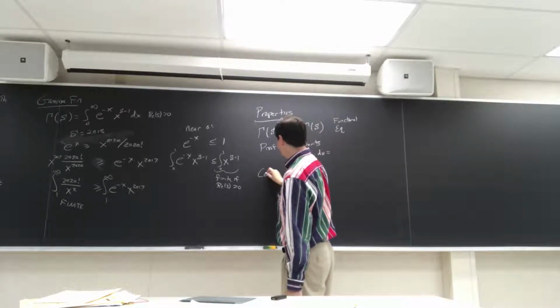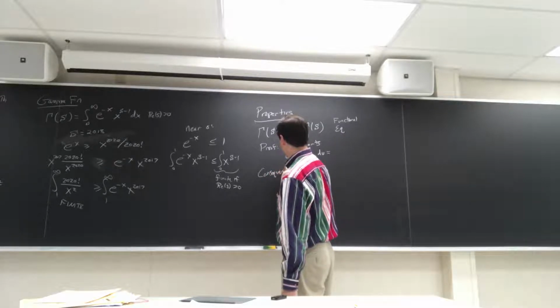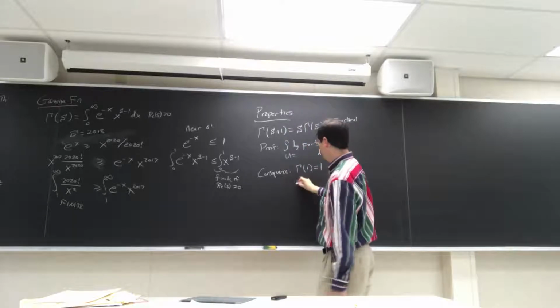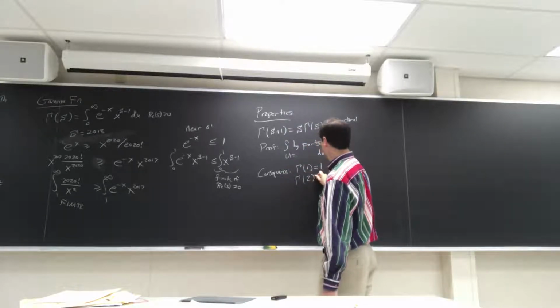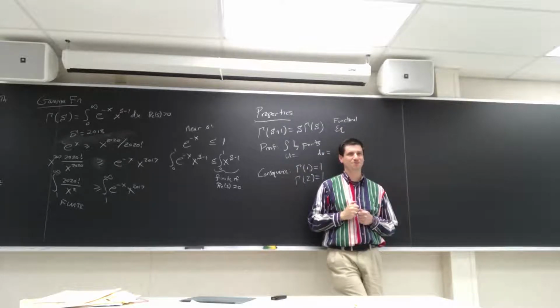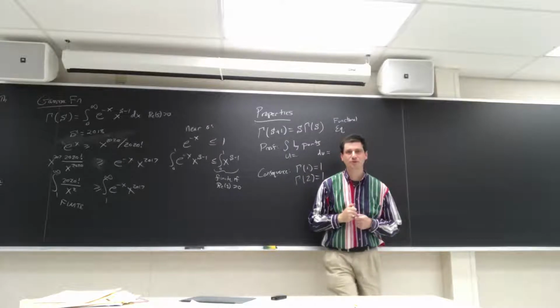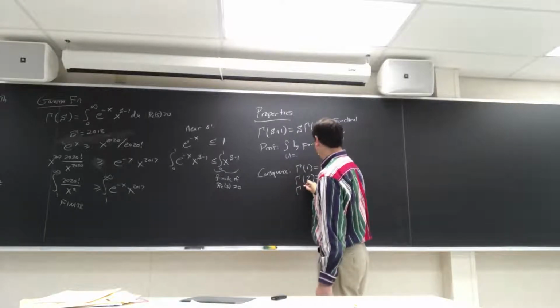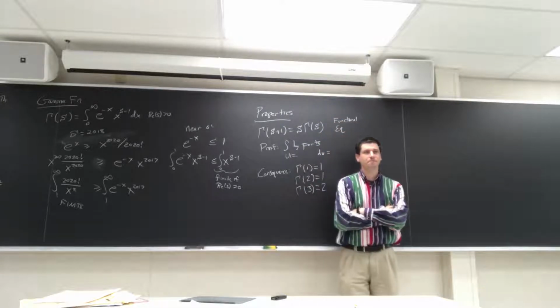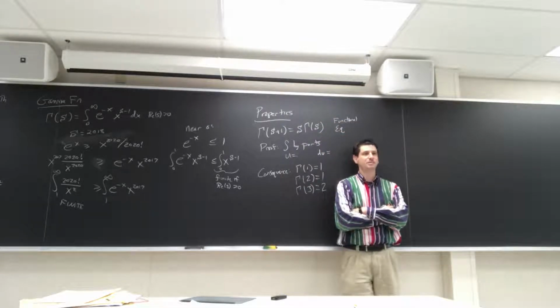A consequence is if you do the calculation, gamma of 1 is 1. Gamma of 2 is 1. So by induction, every value is 1. What do you think? All right, let's do a few more. Gamma of 3 is 2. Oh, it's the Fibonacci numbers.